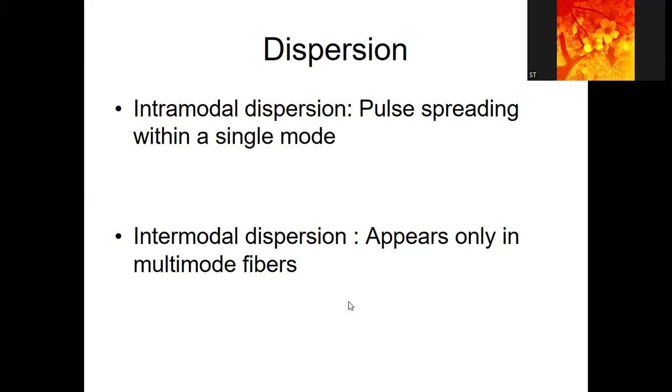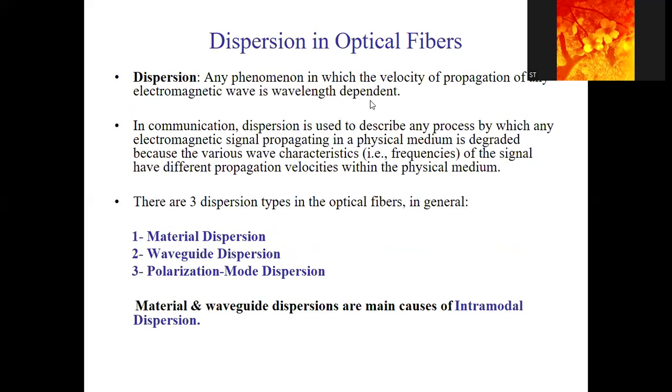Before discussing these two types of dispersion, what is dispersion? It is any phenomenon in which the velocity of propagation is wavelength dependent. If the velocity of the optical signal is dependent on wavelength, then there will be dispersion because of different reasons. Those reasons will be discussed in later content.